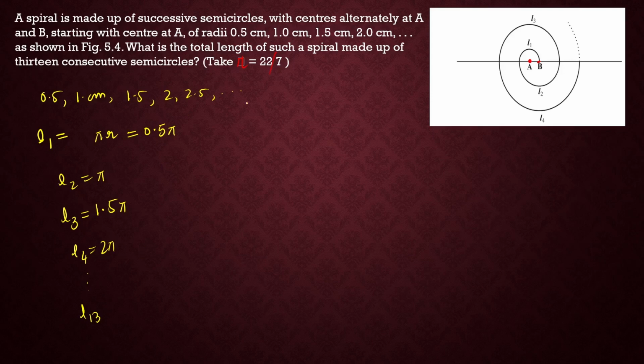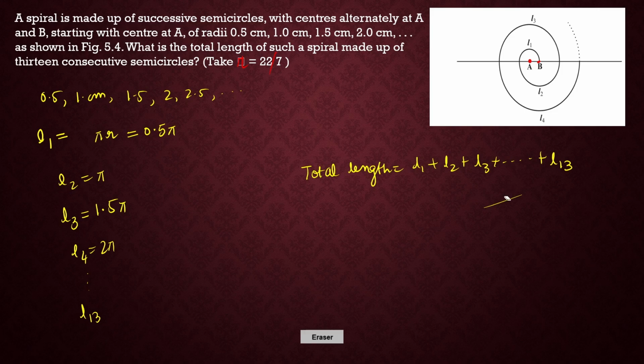And the total length will be equal to how much? Total length is equal to L1 plus L2 plus L3 up till L13. So if you observe here, L1 is 0.5 pi, L2 is pi, L3 is 1.5 pi. So the starting term is how much? 0.5 pi. So a is equal to 0.5 pi. Now what about the common difference? It is pi minus 0.5 pi, that is equal to 0.5 pi.